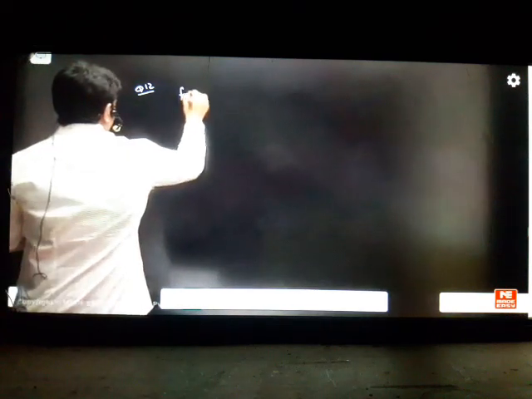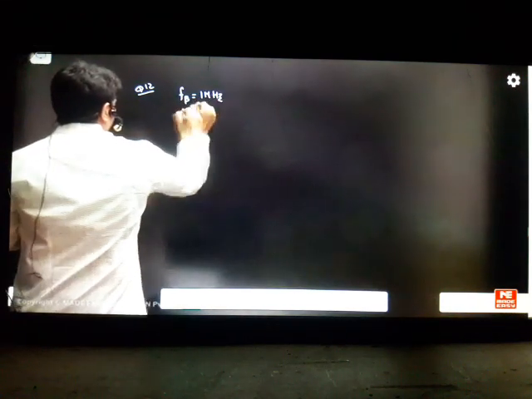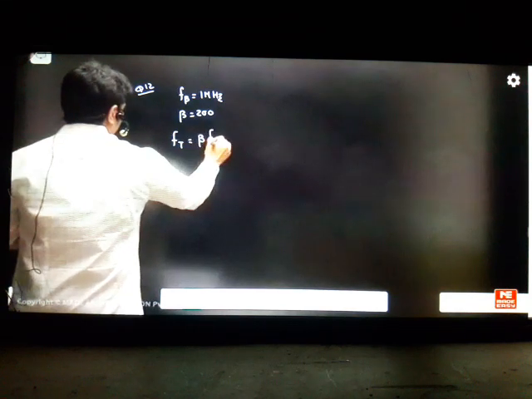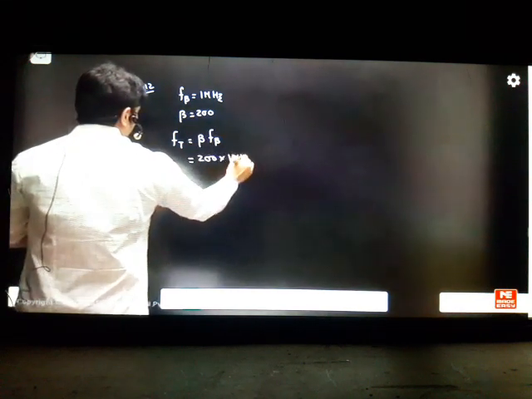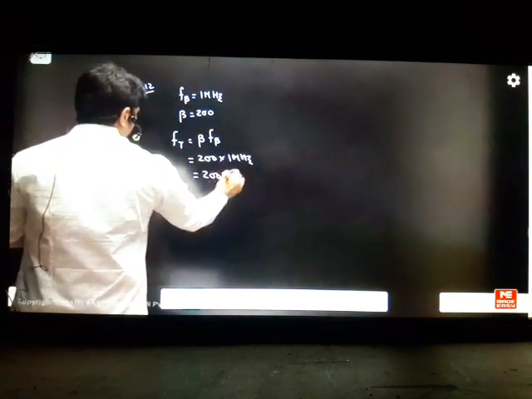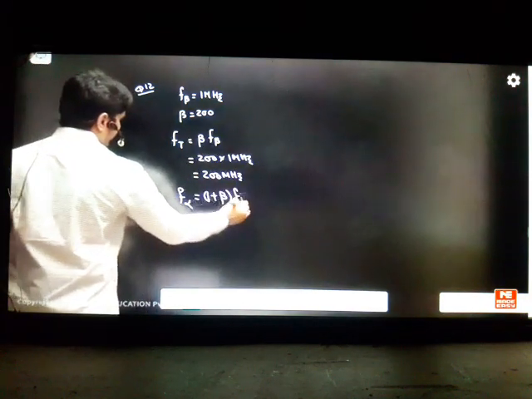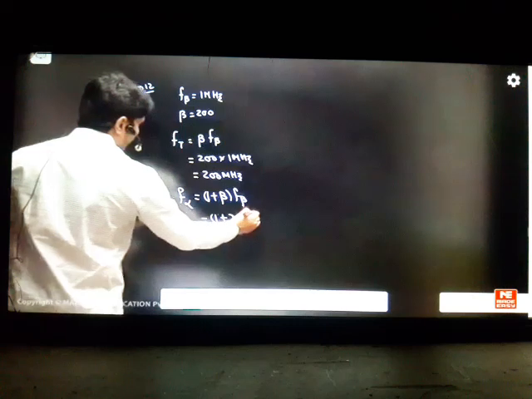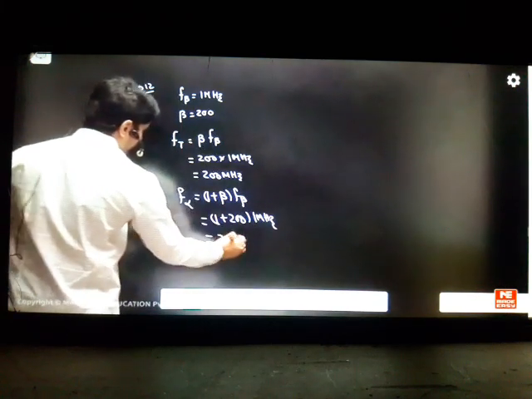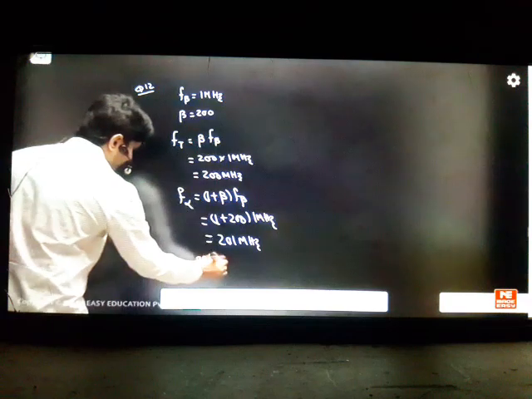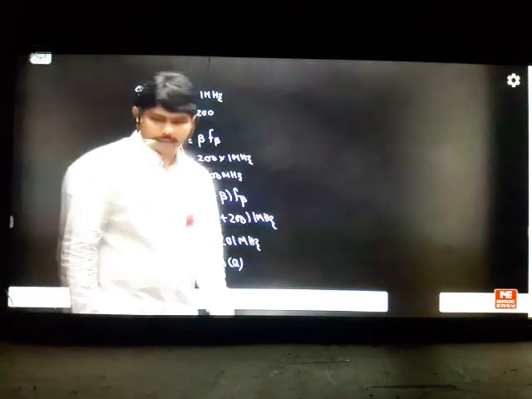Question number 12. F beta is given as 1 megahertz and beta is given as 200. He is asking FT. It is beta into F beta. Beta is 200 into 1 megahertz, so it will be 200 megahertz. This is your FT. For F alpha, the formula I said is 1 plus beta times F beta. It will become 1 plus 200 into 1 megahertz, so it will become 201 megahertz. It's slightly greater than FT. Option A will be the good answer for this. These are all things we have done in my short notes, so I'm writing the answers fast.